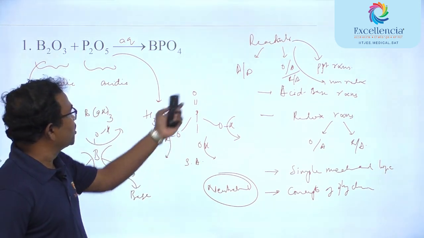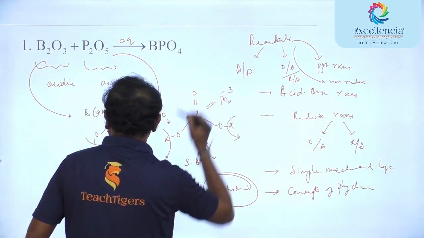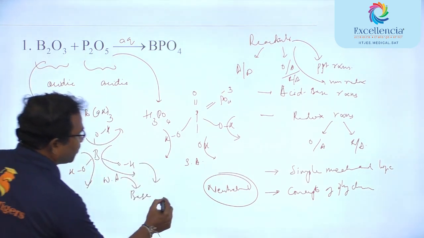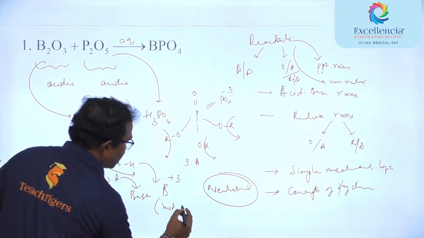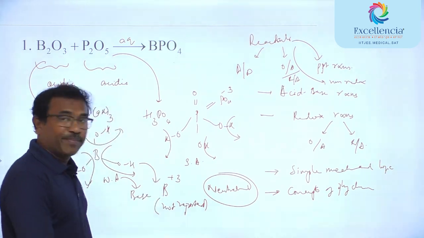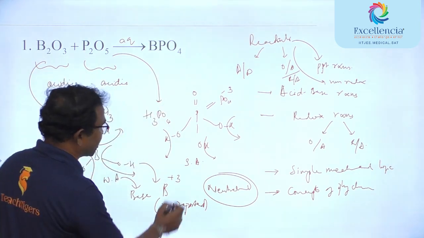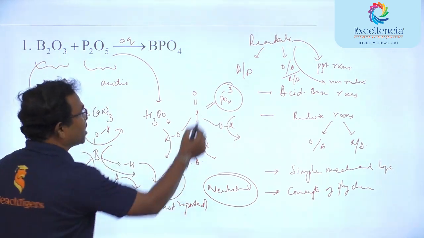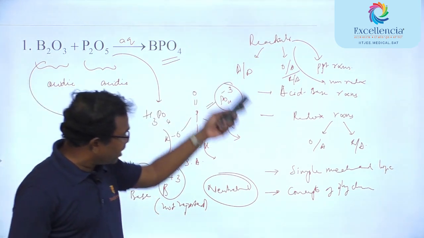So what do we get here? From this, you end up with PO4 minus 3. And therefore here, we assume it as B plus 3. It is not reported; for the sake of the reaction, we are considering B plus 3, but B plus 3 is very difficult to form. However, to explain the product here, we are taking B plus 3 and phosphate. Obviously, this is a simple acid-base reaction resulting in BPO4. That's how the reaction goes.